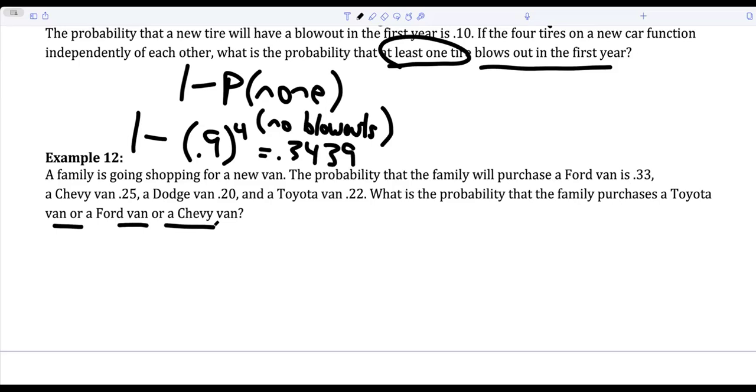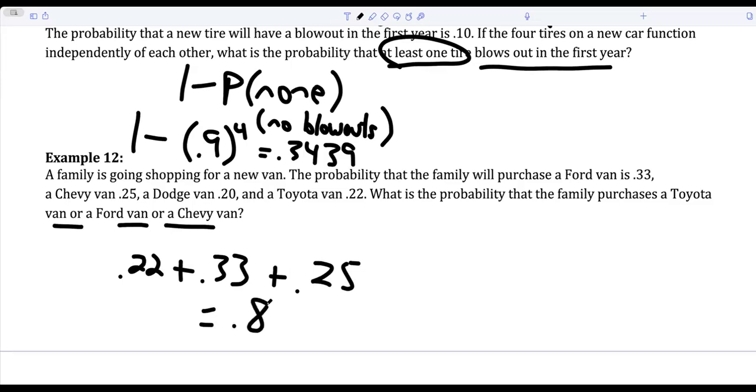Okay, and so if they are disjoint, how do we calculate the probability? We add them together. So the probability of a Toyota is 0.22, plus the Ford is 0.33, plus the Chevy is 0.25. And we add all of those together and we get 0.8.